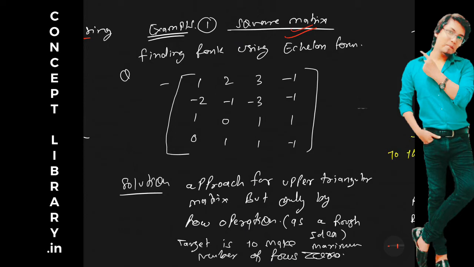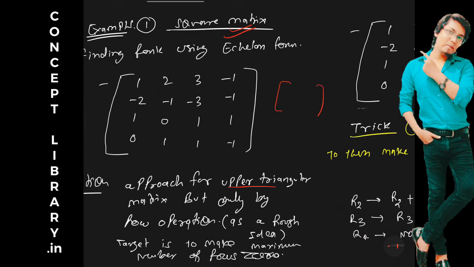So I have taken a square matrix. The given matrix is 1 2 3 -1, -2 -1 -3 -1, 1 0 1 1, 0 1 1 -1. Our approach should be to make an upper triangular matrix. Upper triangular matrix means that in a given matrix, the elements below the principal diagonal should be 0, and above it we can have elements. I hope you are clear with the upper triangular matrix, but it is just a rough idea.